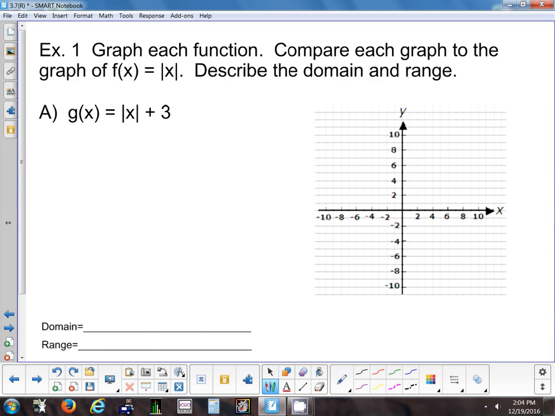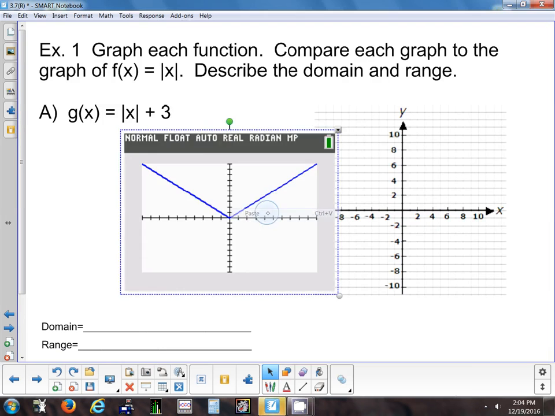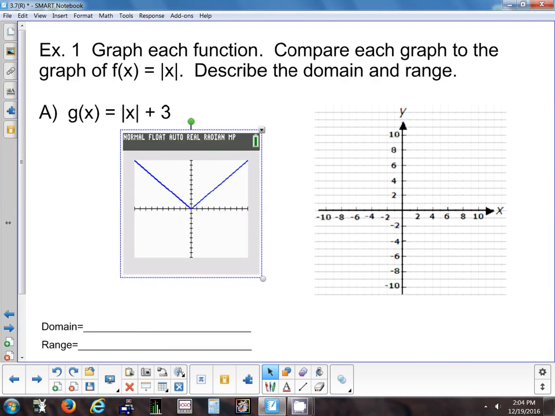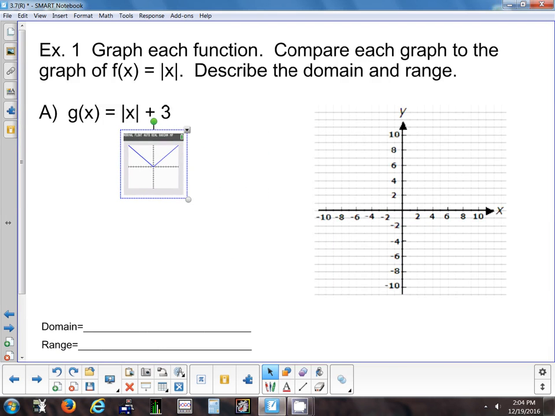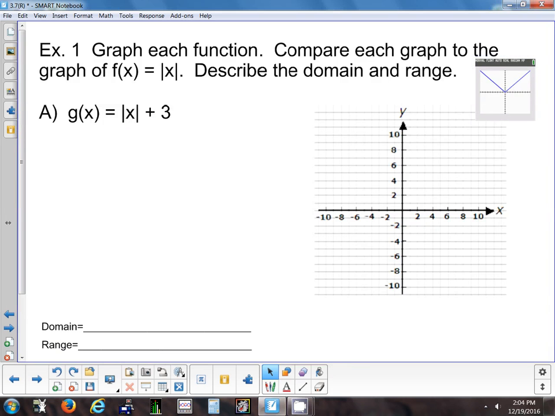Okay, so they want us to graph the function. So we got to make our table first. Then compare our picture to the original. If you need the original, I think I still have it. I can make a small copy of it. That's the original. I'll just keep that off to the side.